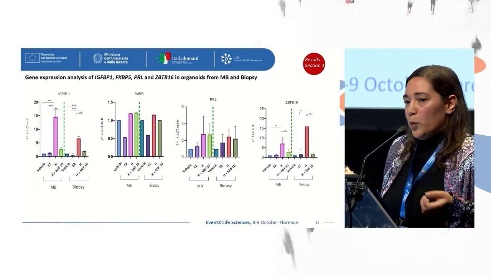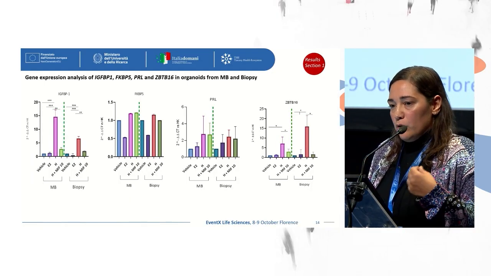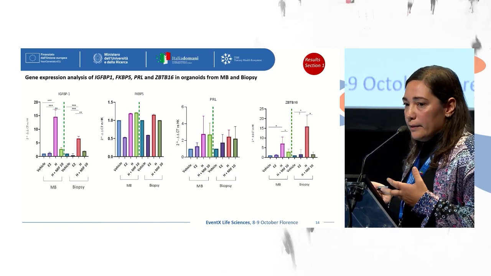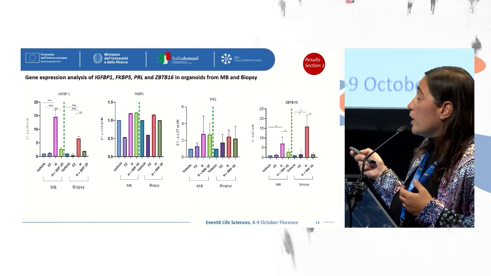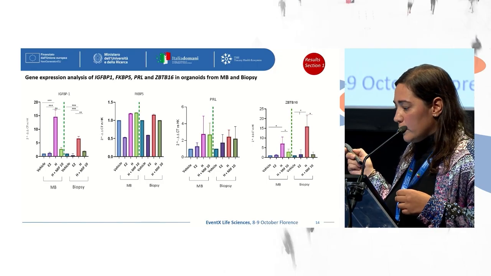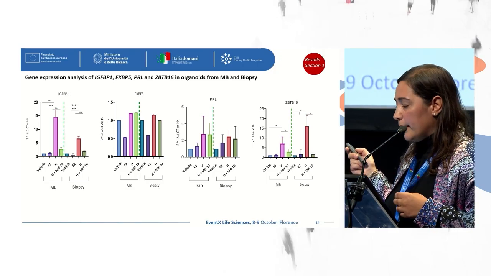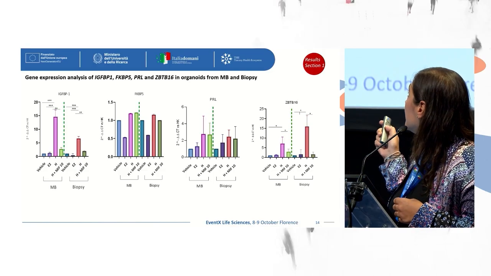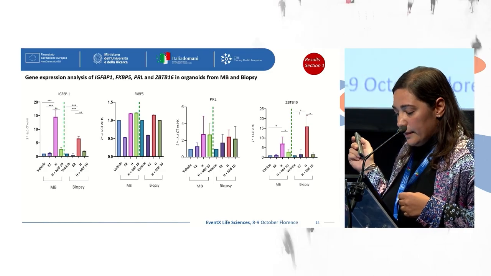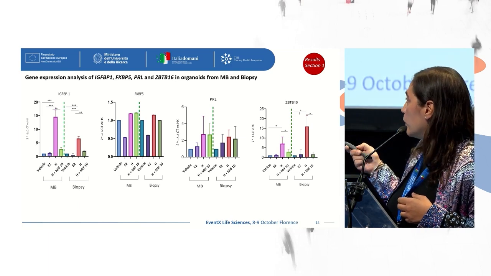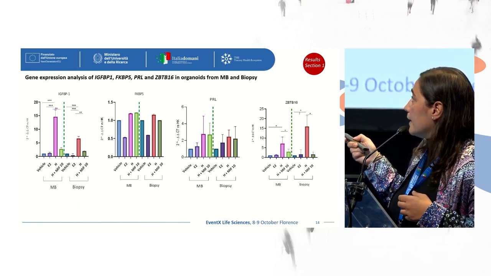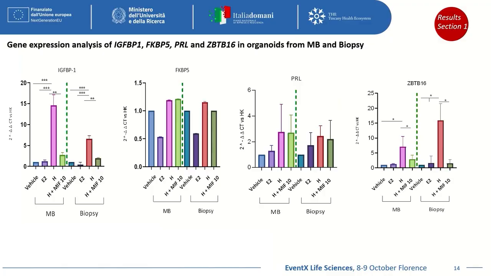We wanted also to verify the gene expression of the markers, if we could find in vitro this expression, and we were happy to find that IGFBP1, that is the most famous decidualization marker, prolactin and ZBTB16, they are significantly upregulated when we added the hormone cocktail, and significantly downregulated when we added the progesterone antagonist.